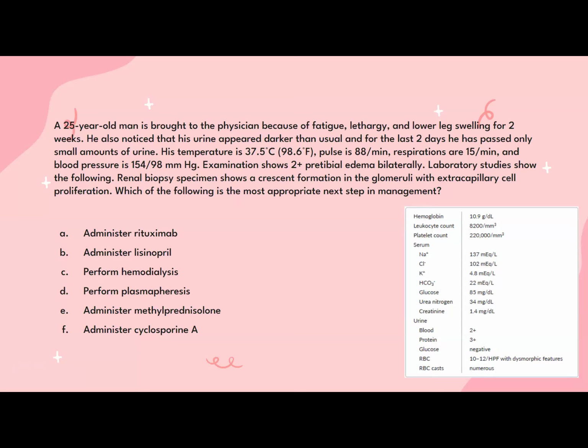And we're thinking E, methylprednisolone, immunosuppressive. So that's the first thing that we want to do here. We don't want to do plasmapheresis. That is only and only for Goodpasture. There's absolutely nothing wrong with this man's lungs. He's not coughing up blood. So we're not thinking plasmapheresis, right? Rituximab is one of the ones that can be given for MCD, one of the ones that can be given for nephrotic. Again, we're not really thinking of that here. Hemodialysis, lisinopril, no. The first step here would be methylprednisolone to administer steroids.